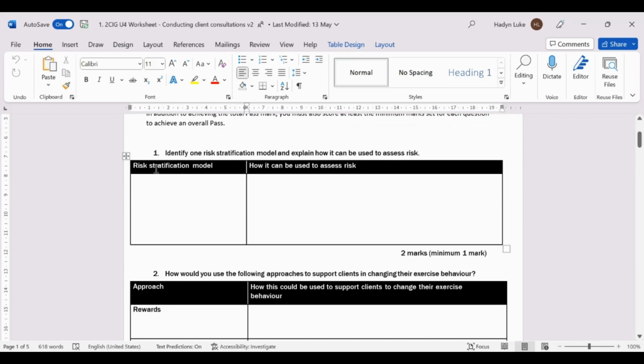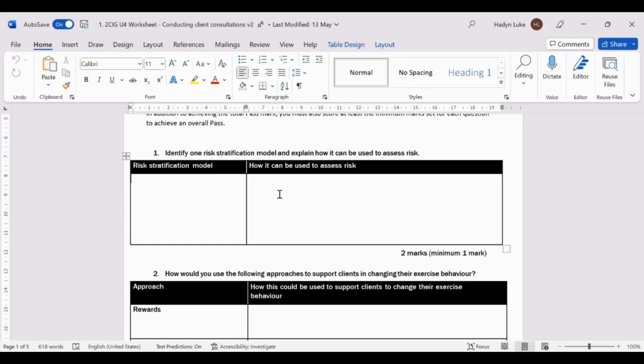So for example, question 1, you need to identify a risk stratification model and then explain how it can be used to assess risk. I believe the one in your manuals that is most often referred to is the Irwin and Morgan risk stratification model, so you can mention that one. You just need to explain how that model is used in regards to using your client's subjective as well as objective feedback. So subjective will be telling you their lifestyle, essentially.